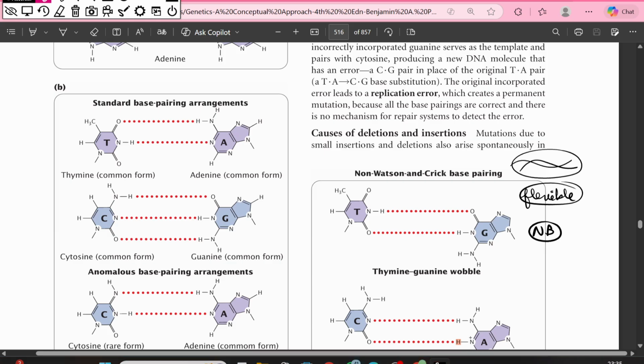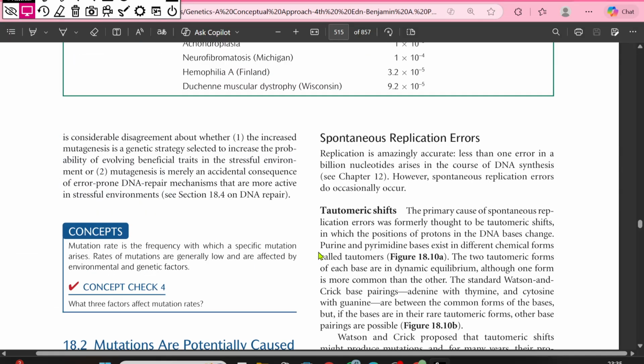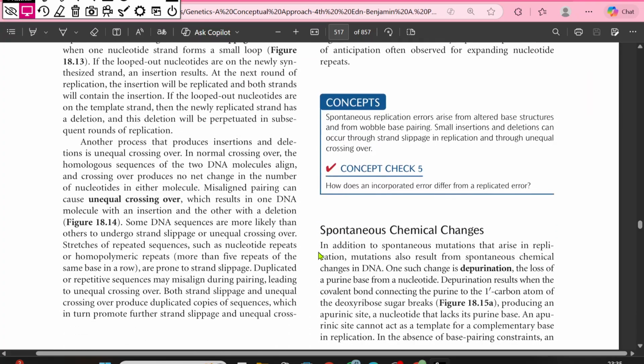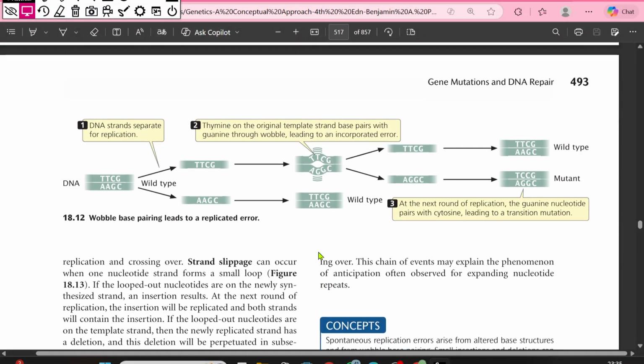What happens generally? The adenine here is replaced by guanine, meaning the purine is replaced by purine, or the thymine is replaced by cytosine, all because of the flexible nature of DNA. So this condition is known as wobble base pairing, and this is more natural and occurs more frequently than tautomeric shifts. Then after that there can be replication errors also which can occur.